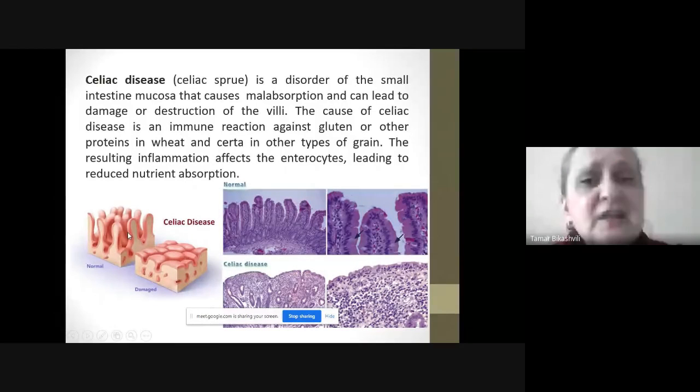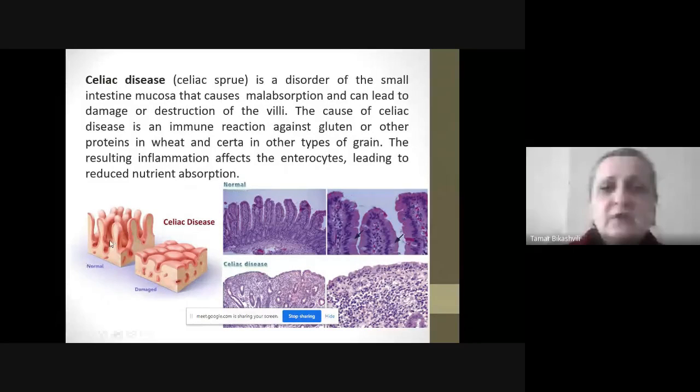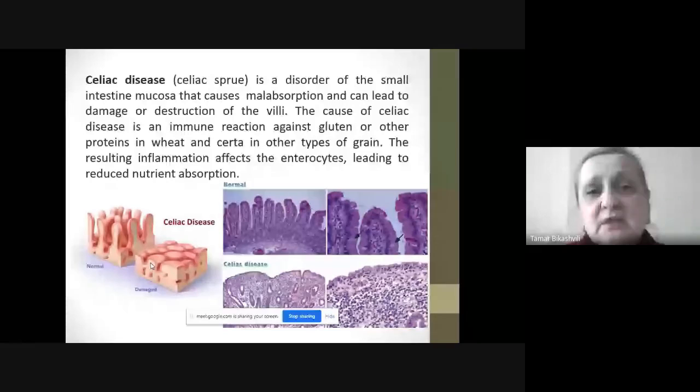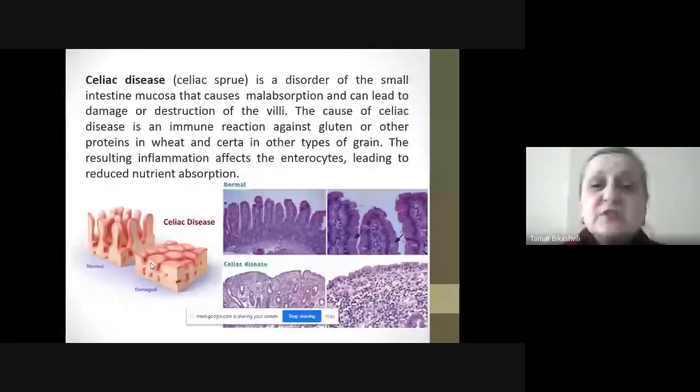Celiac disease is a disorder of the small intestine mucosa that causes malabsorption and can lead to the damage or destruction of the villi. Yes, so damaged, you can see. The cause of celiac disease is an immune reaction against gluten or other proteins in wheat and certain other types of grain. The resulting inflammation affects the enterocytes, leading to reduced nutrient absorption. So such people, if you know such people, they cannot eat any grain.